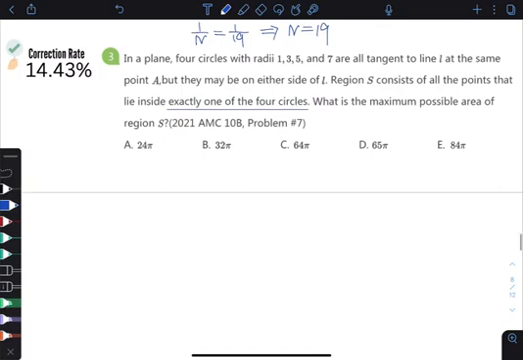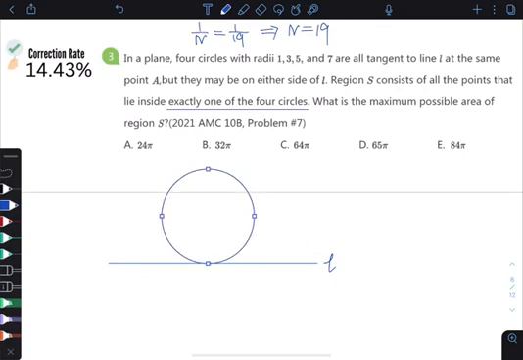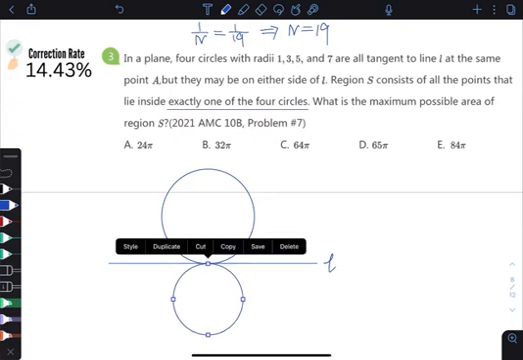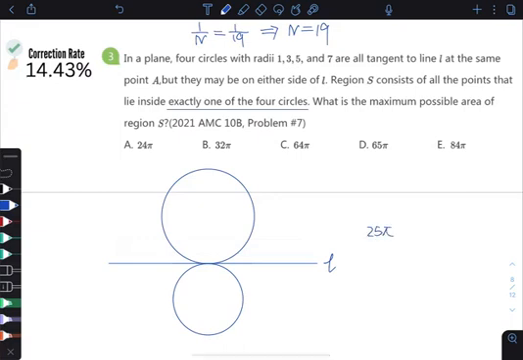Alright, so first of all, let me draw this tangent line L, and in order to maximize the area of region S, I will firstly put the 2 largest circles on 2 sides of L, like this. And right now, I know the sum of the areas will be region S, right? So let me do 25 pi plus 49 pi. Okay, and now I have to put another 2 circles. Since all of the circles are tangent to L at point A, the 2 small circles would be inside the large circles.